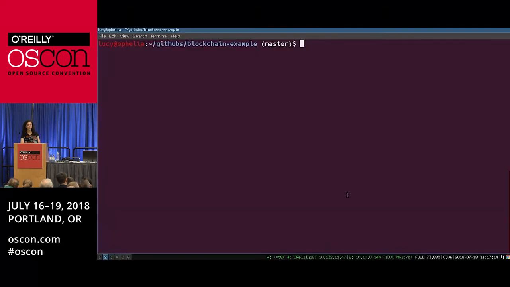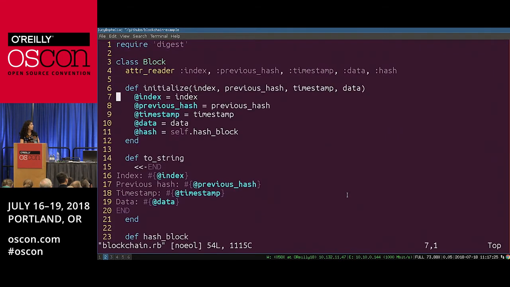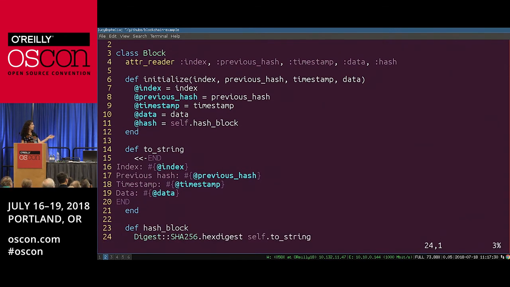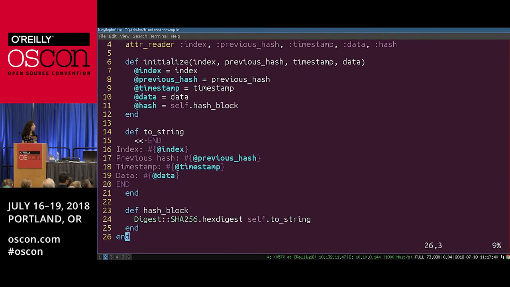Okay, so let's take a look at that in action. I have a couple of files here. I have my blockchain, which has those 2 objects. And here's that toString function I was talking about. It makes what's called, in Ruby, a here doc, but it's just a long string of all my data. And then I have my hash function. This is just calling the Ruby library of hashing.